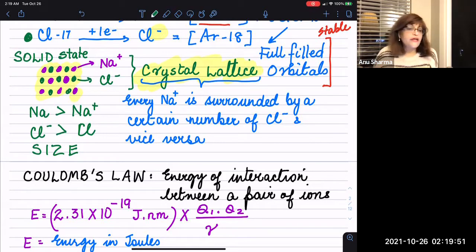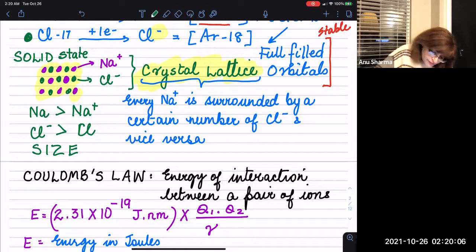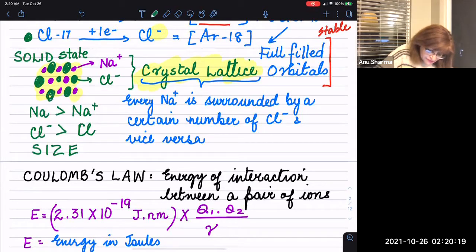Okay, so now keep this in mind that sodium chloride in its solid form, as we see it, is actually existing as a crystal lattice. Now, what is a crystal lattice? Every sodium is surrounded by a certain number of chloride ions, and every chloride ion is surrounded by a certain number of sodium ions. So remember that chloride ions are comparatively very big. So they are going to occupy their own space. So the size of the ions also makes a difference as to what it's going to look like.